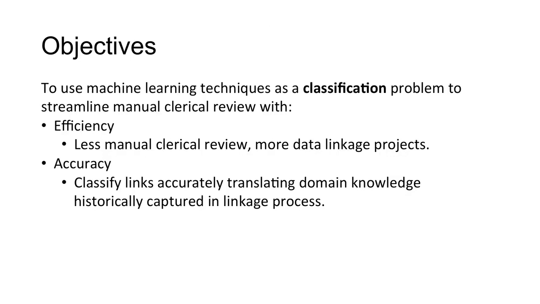Hence, the objective of this paper: how can we use machine learning techniques as a classification problem, with labeled data, to streamline manual clerical review with efficiency, meaning less manual clerical review and more data linkage projects we can do, and also be as accurate as humans in classifying links, and also translate the domain knowledge historically captured in the linkage process in clerical review.